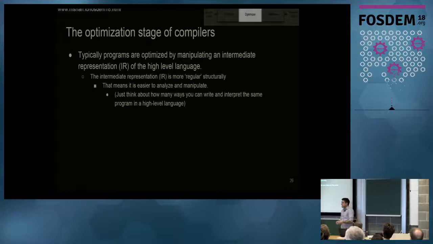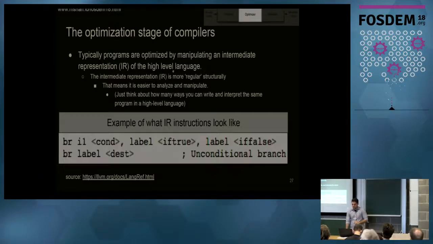Just thinking about why we would want an intermediate representation: think about how many ways you could write a C or C++ program that achieves the same thing. Can we have a better, more regular structure? Here's an example of what an IR instruction looks like in LLVM. It's a branch instruction, branching over some condition if it's true or false, and then jumping. So it looks like assembly.